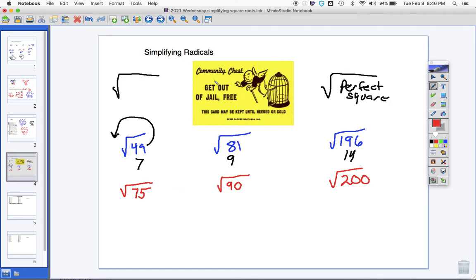At this point, you can't get out of jail. But what you can do is manipulate these numbers so that they are perfect squares, and then they get to escape. The only catch is not everybody gets to leave jail. Some people do have to stay in jail. So let's take a look at this.